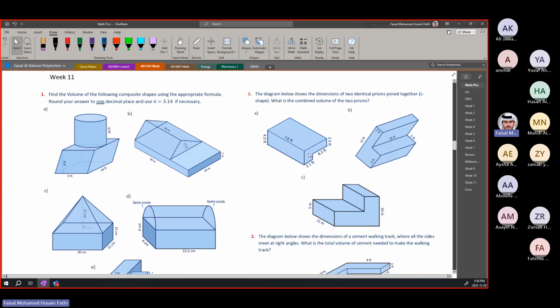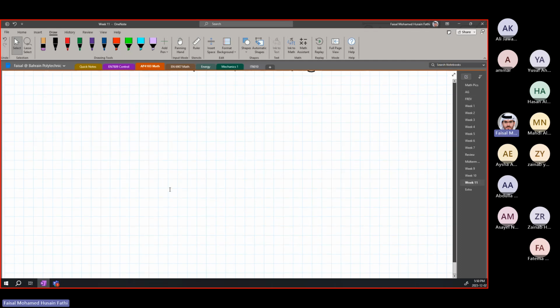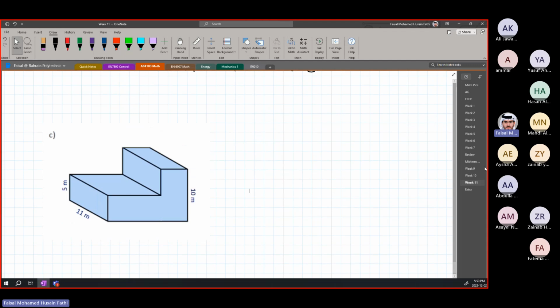Because we only have about 10 minutes left, I'm going to try to go over these very quickly. This is the exact same concept we did before. There's 2 ways you can do these. I'm going to take this one because it's easier to draw on. The question says you have to find the total volume.